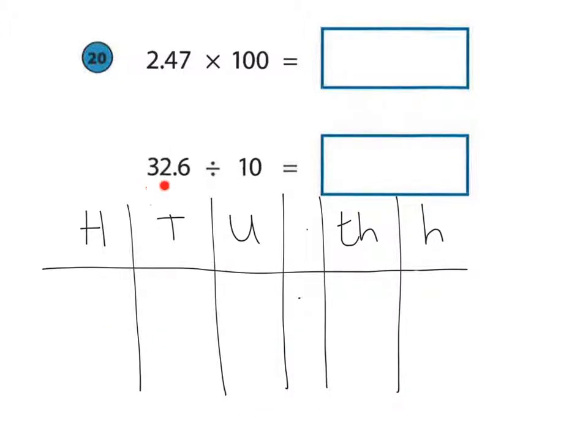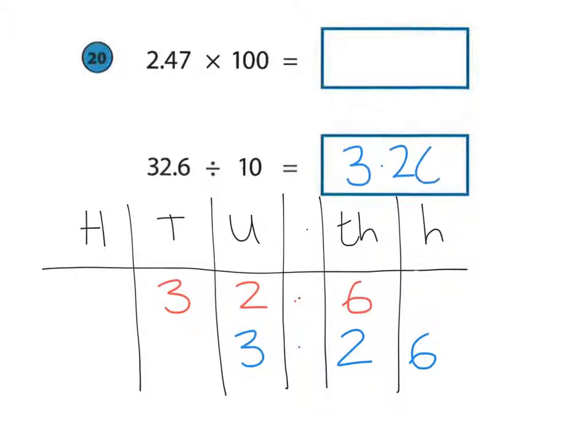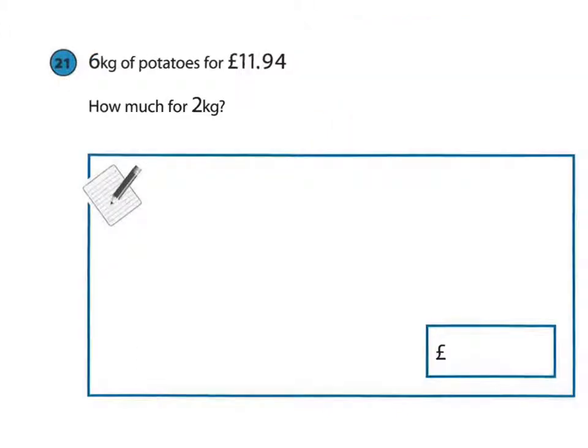The next question is 32.6 divided by 10. I'm just going to put 32.6 into the grid. When we divide by 10, each number moves 1 place to the right. So the 6 is going to go into the hundredths. The 2 is going to go into the tenths. And the 3 is going to go into the units. Remember to put that decimal in. So 32.6 divided by 10 is 3.26.